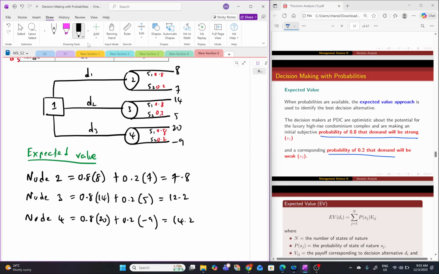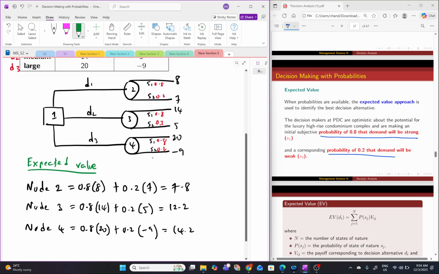Now, our aim is to find which condominium to build. Sama ada D1, D2 atau D3. Macam mana kita nak pilih sekarang? Dekat node 2 ni berapa value dia? 7.8. Yang ini 12.2. Yang ini 14.2. Yang nilai mana yang paling tinggi? 14.2. So we choose D3. Basically this is the expected value.